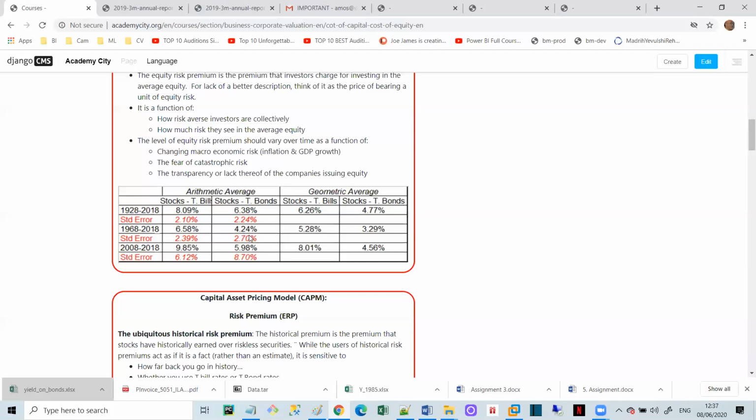So the shorter the period, the higher the standard error. If I look only at the last 10 years, the standard deviation is 8.7. This number is extremely unreliable. I can't even use it, okay? So I'm done with this one. I can say, okay, forget about that because everybody will attack me. This is not a reliable number because I'm using only 10 years and it's not stable enough.